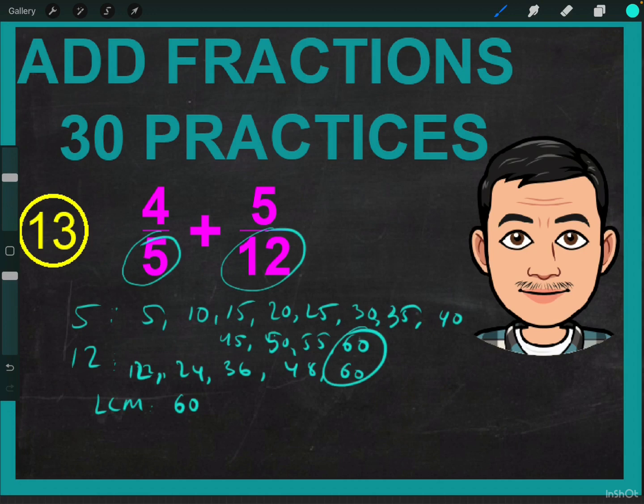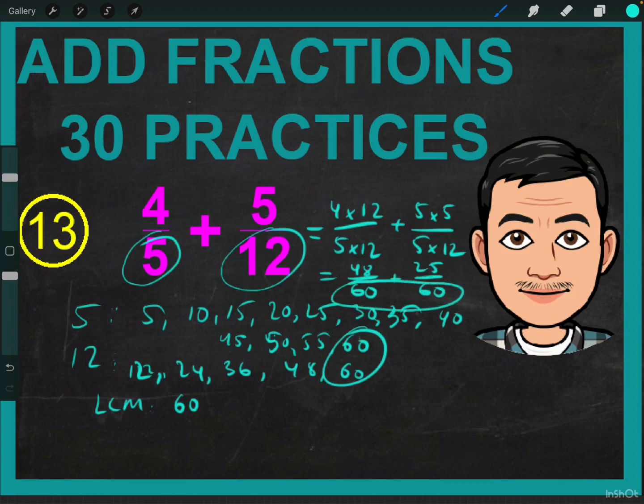So we will convert the fraction 4 over 5 into 4 times 12 over 5 times 12, and the other fraction is 5 times 5 over 12 times 5. So we got 48 over 60 plus 25 over 60. Now the two fractions have the same denominator, so we will add 48 and 25 for the numerator over 60, which equals 73 over 60. That's the answer.